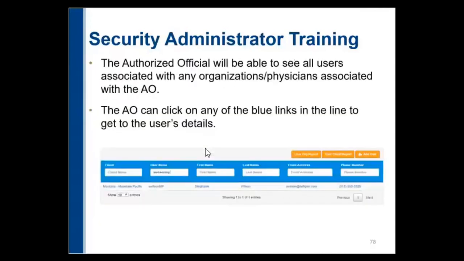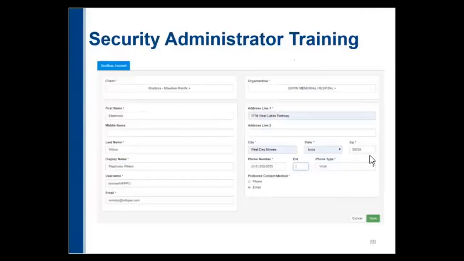The authorized official will be able to see all users associated to the same organization that they are. To access any of your users, you can click on the blue links in the line to get to that user's detail. To add a new user, you click on the orange Add User button. So the authorized official would be able to view their own or any of their users' information and have access to update that.